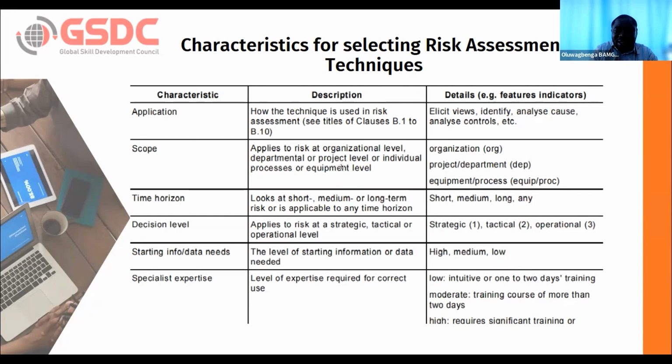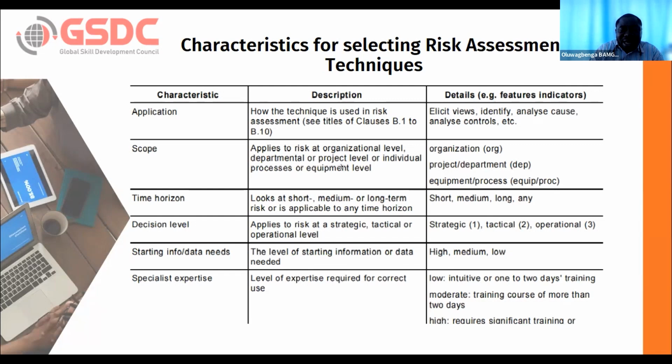So these are some of the characteristics that you need to look out for, for you to know the appropriate risk assessment techniques. Then starting information that you require, is it high, is it medium, is it low? During the first, where you look at the context of the organization, which is key. Most times people start risk assessment from risk identification. Yes, you can say that, but most importantly, like what we've seen, you are expected to look at the context of the organization. Why do they intend to go for a risk assessment?